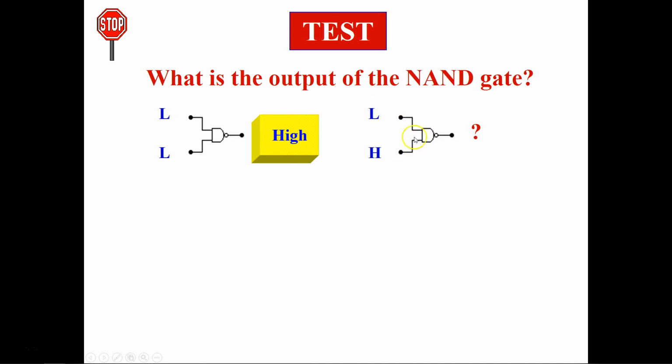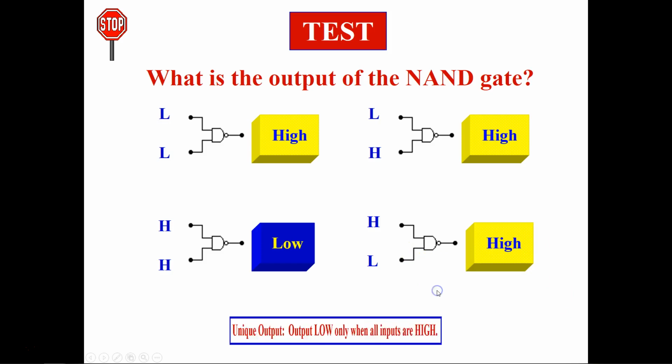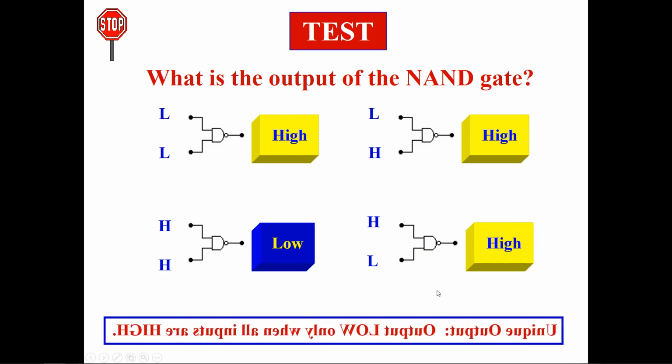If you multiply, it's going to give a low, and then the complement of low is high, so we have high here. And similarly, high, high, 1, 1, so multiplication of 1 and 1 is 1, which is high, and the complement of 1 is 0, so that's why we have low here. And this case is similar to this case, so the output is going to be high. So the output will be low only when all the inputs are high, and this condition is true for the NAND gate.